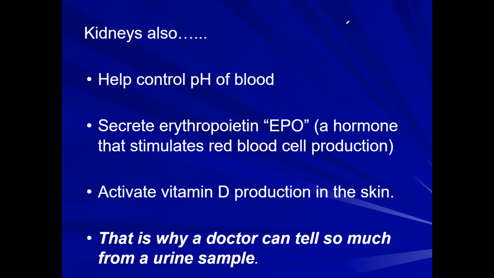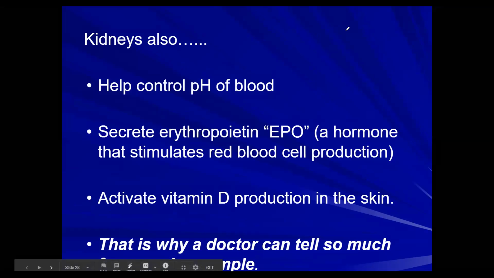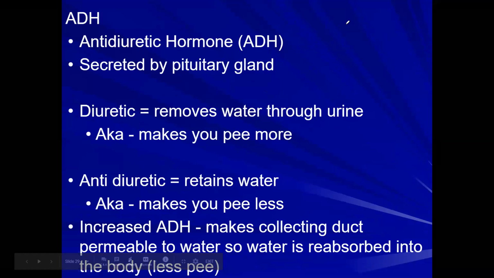The kidneys also, kind of an unrelated function, are somewhat a gland in that they secrete erythropoietin, which is a hormone that stimulates red blood cell formation. So the kidneys are also related that way. They're also related in vitamin D production, and that's the reason why urine samples are so beneficial for doctors, because the kidneys are involved in so much. When we look at urine, and if it's not in its proper balance, it's a really good indicator that something else bigger is going on.